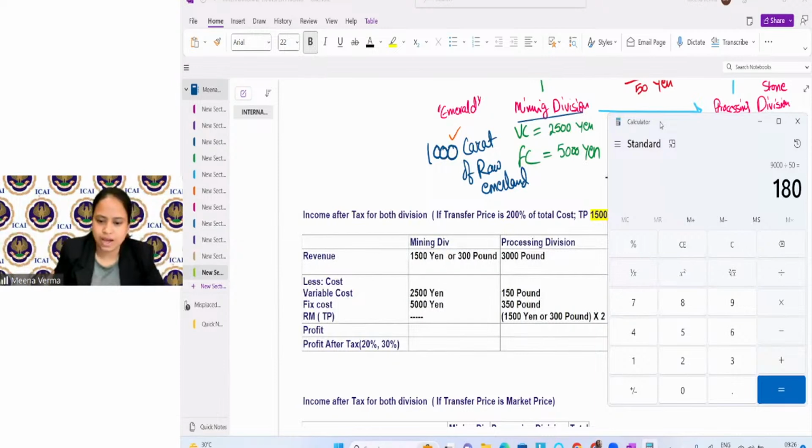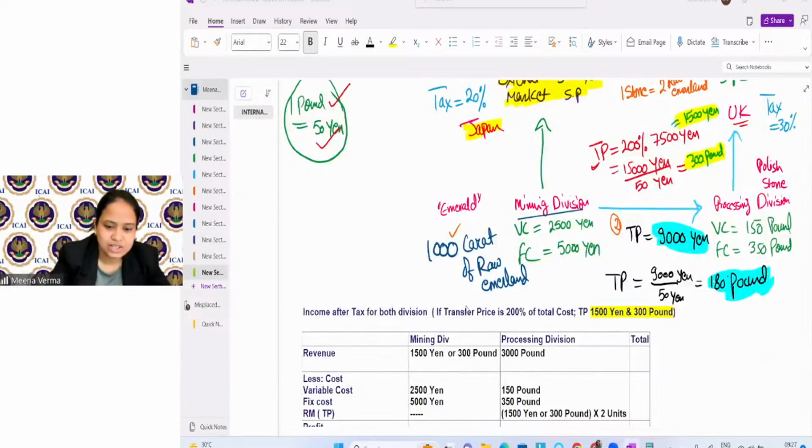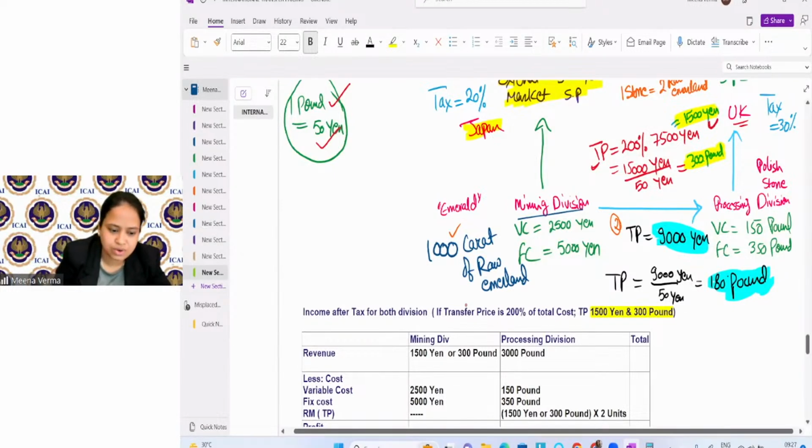So what do you have? You have the currency in yen. Consider the yen, 1,500 minus 2,500 yen minus 5,000. Do the calculation and tell me what is it coming. Acha, it is not 1,500, it is 15,000. I'm so sorry. So you can see the transfer price is 15,000, not 1,500.